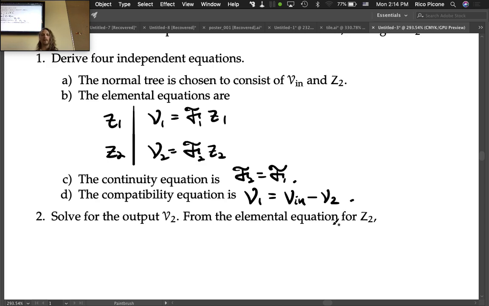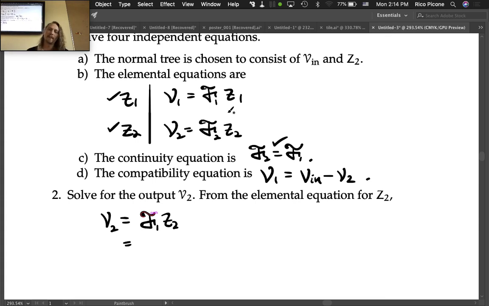Solve for the output V2. So we have 4 equations and 4 unknowns. We want to solve for one of those unknowns, V2, which is our output, right? Okay, so let's start out with the elemental equation for that element. It says that V2 equals F2 Z2. But let's also immediately apply the continuity equation that F2 is just equal to F1. So F1 Z2. And then we can use the first elemental equation, that says that F1 is just V1 over Z1. So bringing the Z's out front, we get Z2 over Z1 times V1.